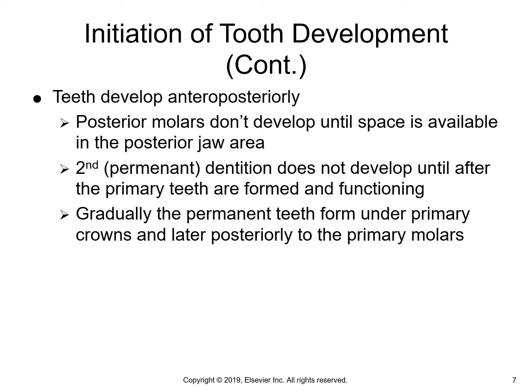Teeth develop anterior-posteriorly. The posterior molars do not develop until space is available in that posterior jaw area, which requires growth. The second permanent dentition does not develop until after the primary teeth are formed and functioning. Gradually, the permanent teeth will form under our primary crowns and later posteriorly to the primary molars.